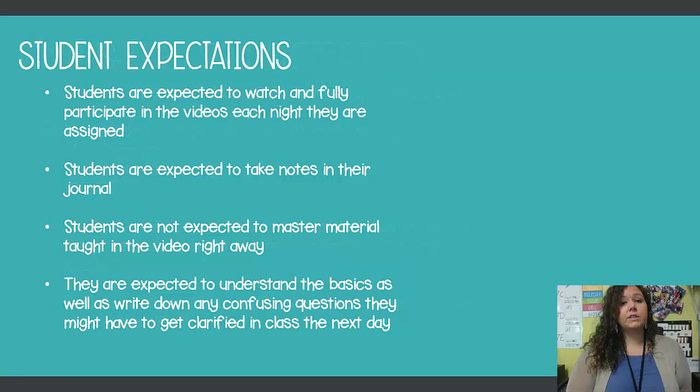During the video, your student is expected to watch it fully and participate every night they are assigned. They will be assigned about twice a week. If it is a 5-minute video, you can expect it to take your child about 10 to 12 minutes, since they will be pausing and writing notes down.